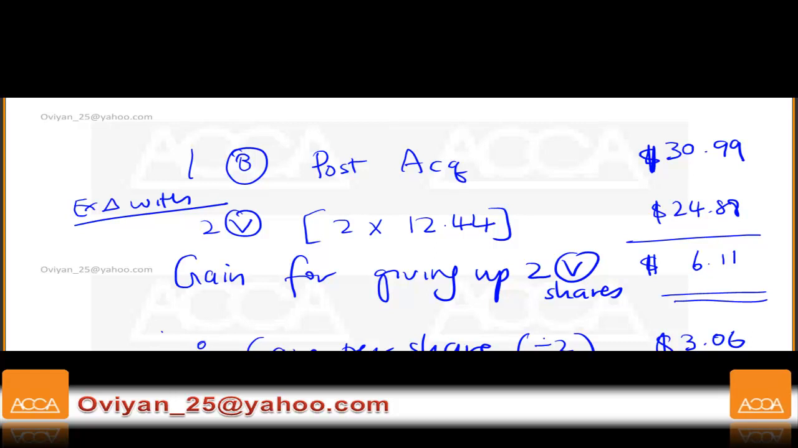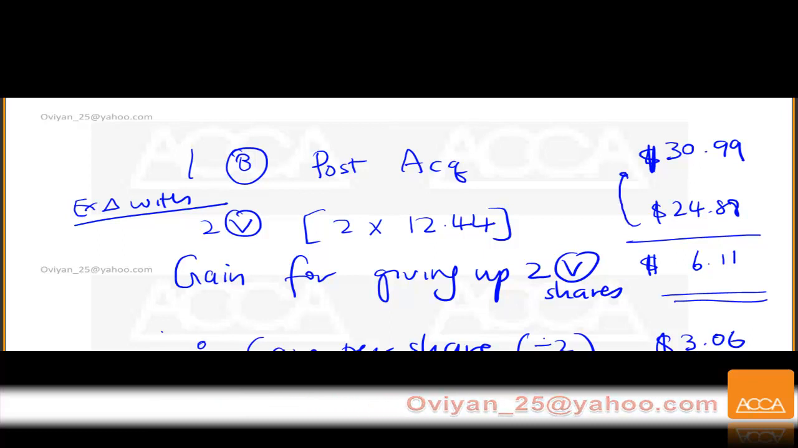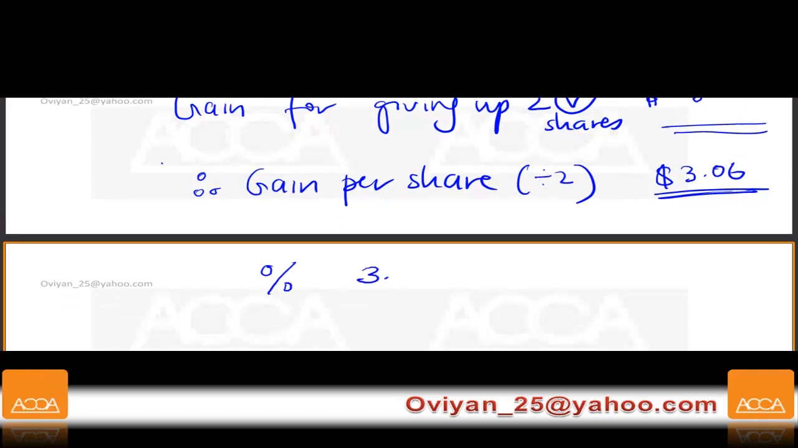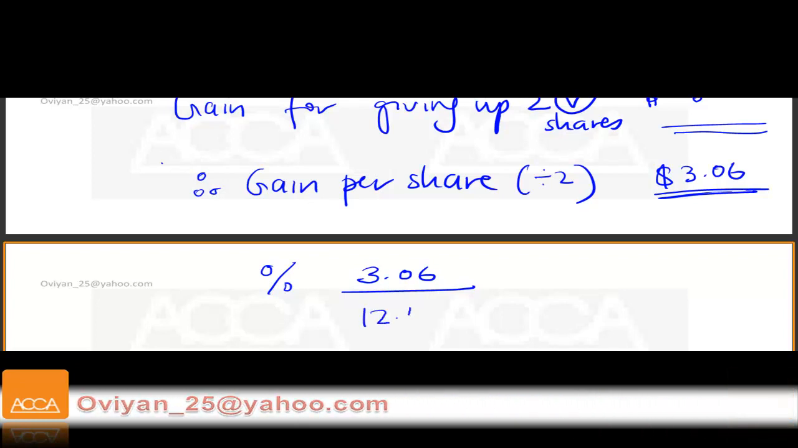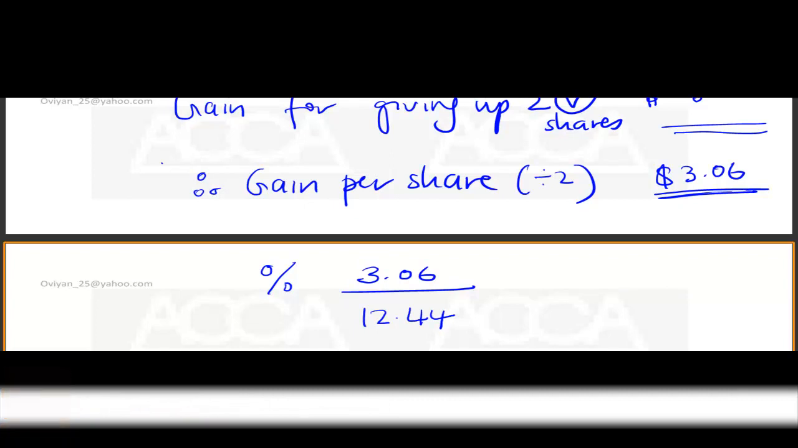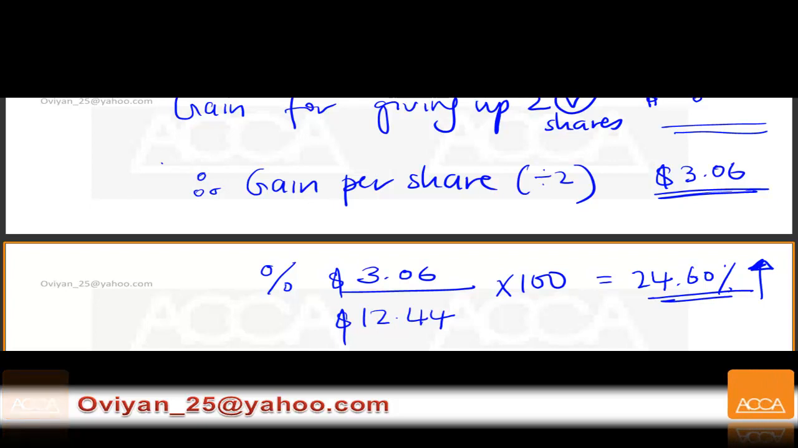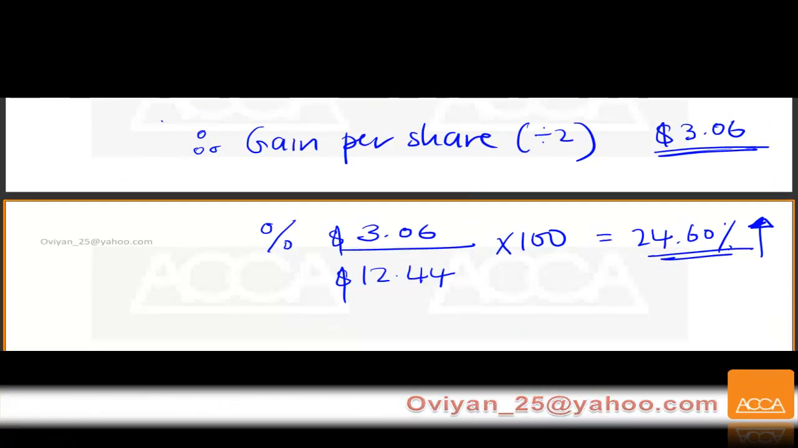If you get 2 Venitra shares, this is the worth of your share today, and you're going to swap with 1 Bergoni share. So this is going to be a percentage gain. Percentage gain again, 3.06 divided by the increase from $12.44, multiplied by 100. It's going to give you a good premium. Premium on acquisition is 24.60%. This is going to be an increase of 24.60%. So this is how I would answer part B of the question.